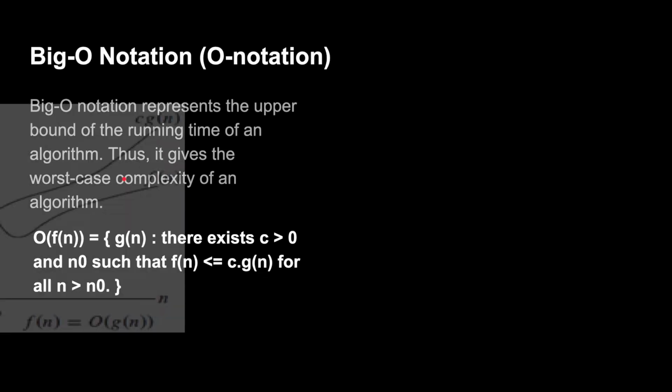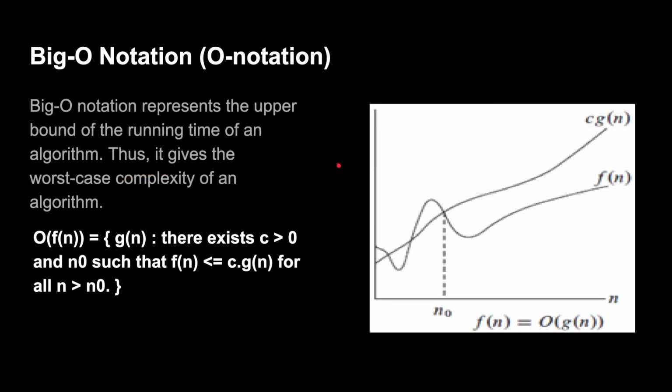So let's see this graph. There is a function f of n, and there is a function g of n, c into g of n, where c is a constant. f of n is equal to big O of g of n only when f of n is less than or equal to c into g of n. This thing is represented in this formula, in this condition.